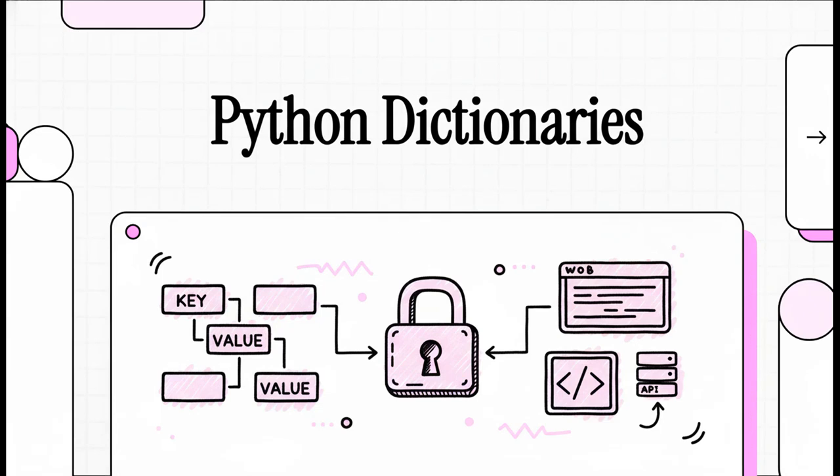All right, let's dive in. Today, we're going to crack the code on one of Python's most powerful tools, the dictionary. We're going to break down exactly what they are, how they work, and maybe most importantly, why they're kind of like the secret language that powers a huge chunk of the modern web.